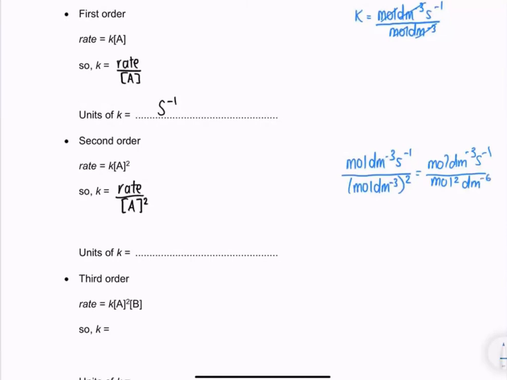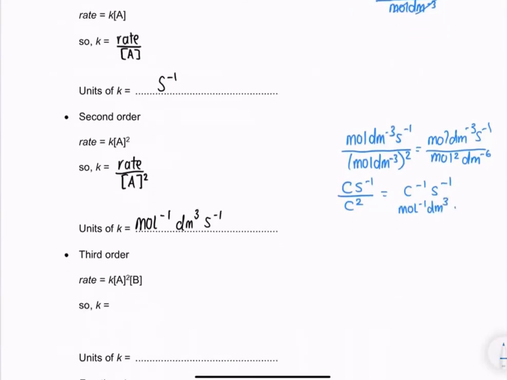Now we've got to do some more rearranging. Look, we've got moles over moles squared, that's moles to the minus 1. And we've got dm to the minus 3 divided by dm to the minus 6, that becomes dm to the plus 3. And then we've got seconds to the minus 1. Now if you find that tricky, you could think about this as being the units of concentration times seconds to the minus 1 over the units of concentration squared, which is then the units of concentration to the minus 1 times the units of seconds to the minus 1. So we've got moles to the minus 1 dm3, we're just changing the sign because it was c to the minus 1, and the seconds to the minus 1 carries forward.